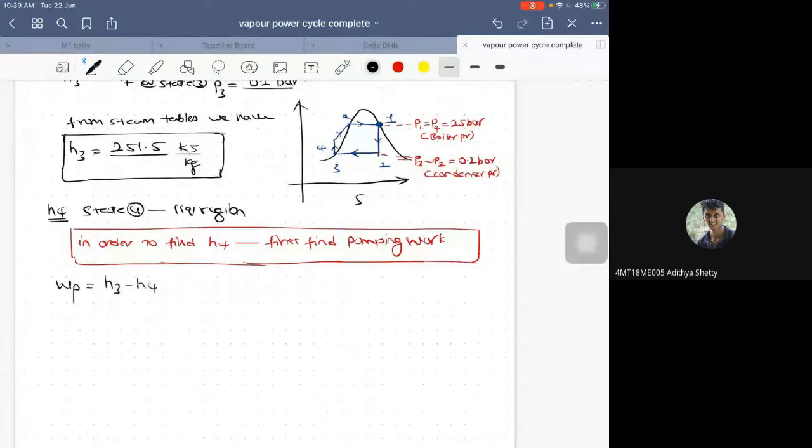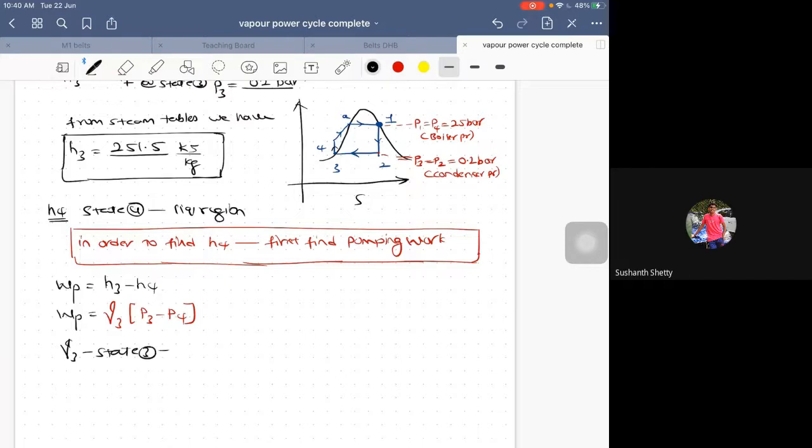What is the other way that I can calculate my pumping work, as I've given in the last class? WP is equal to V3 into (P3 minus P4). Do I have the value of V3? No. So that has to be found out. So we'll calculate it. V3 is at state 3.